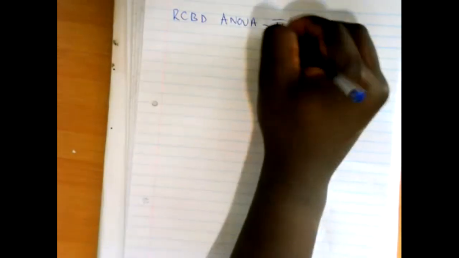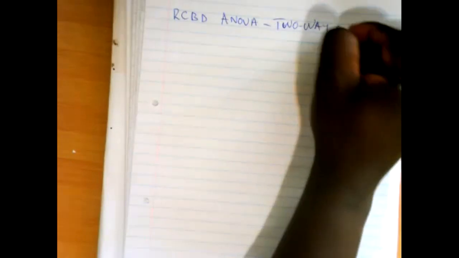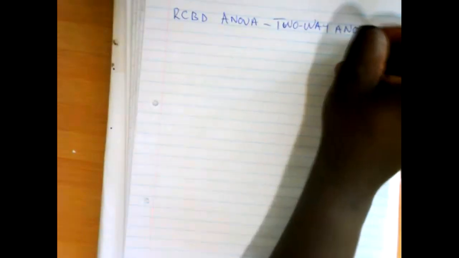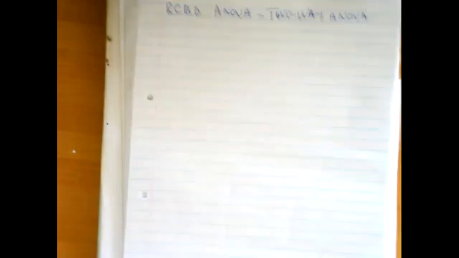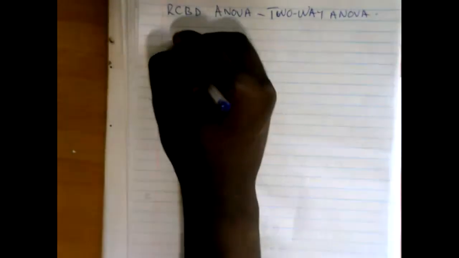Now, let me say RCBD ANOVA. To be more specific, let me say two-way ANOVA. And I will explain why we call it a two-way ANOVA. Now, let me assume that we've got, like the example that I've given you, our treatment.